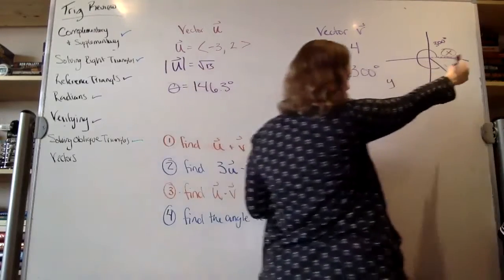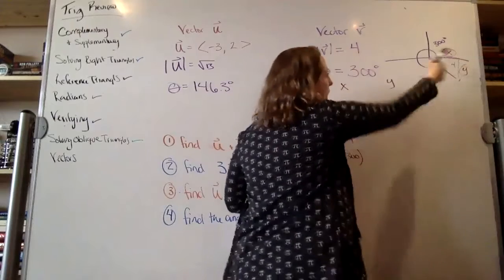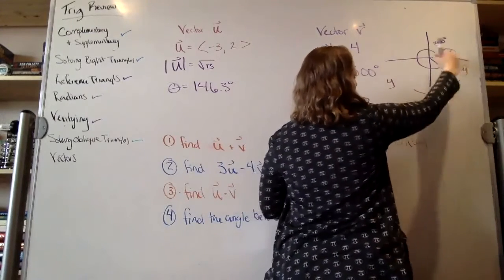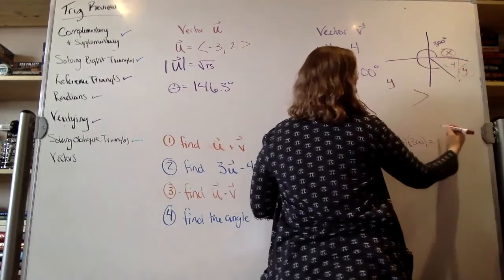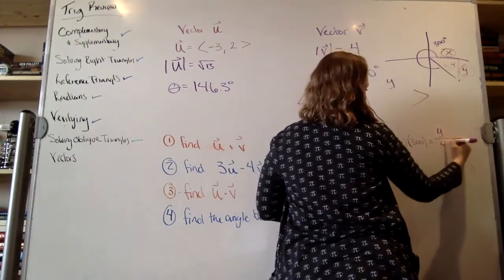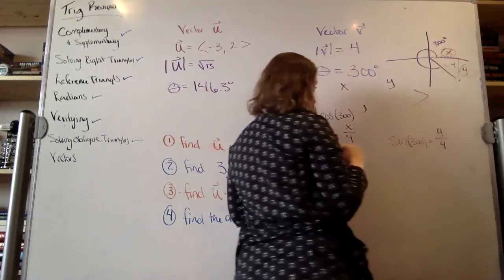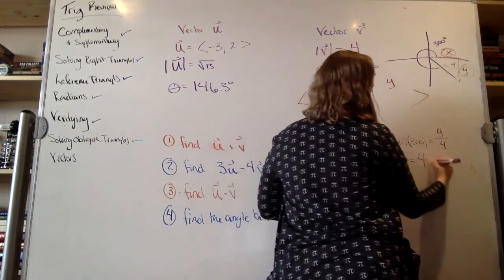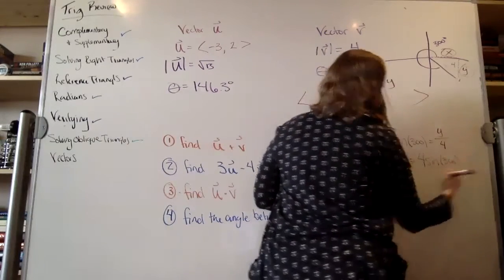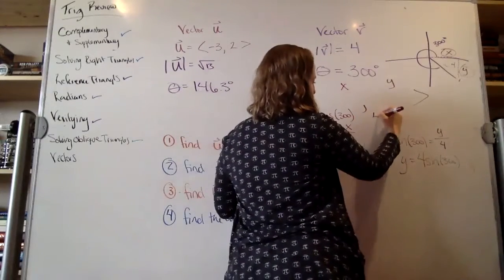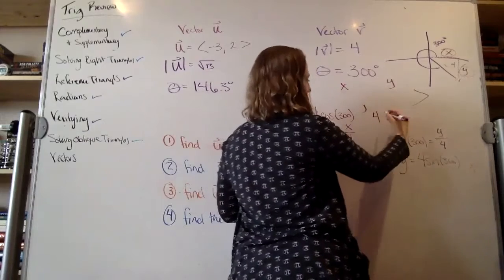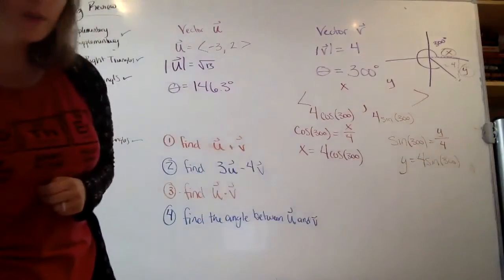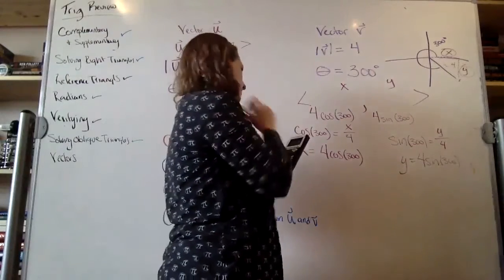Okay. Similarly, our vertical component is going to have to obey sine of 300. Sine is opposite over hypotenuse. Sine of 300 equals y over 4, because notice that our hypotenuse has length 4. That's the magnitude of that vector. Solving this for y gives me y equals 4 sine of 300. So my vertical component is in general going to be the magnitude of my vector times the sine of my direction angle.